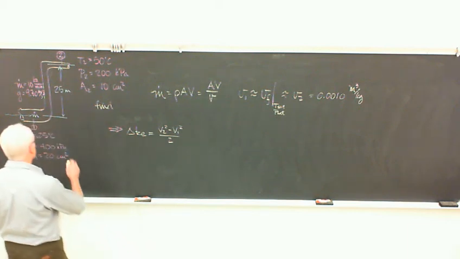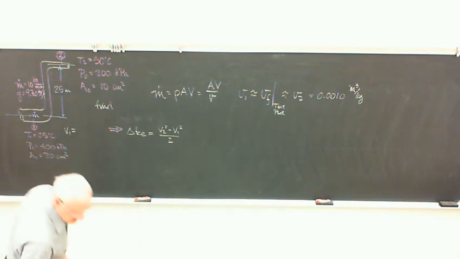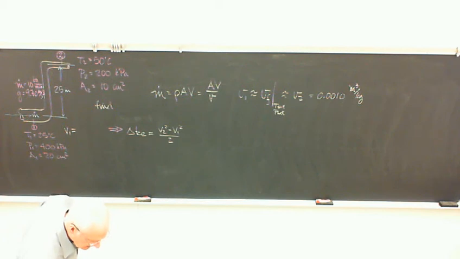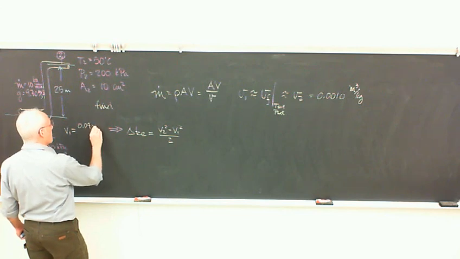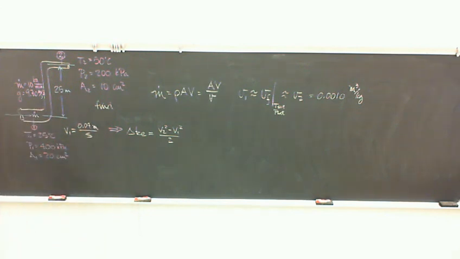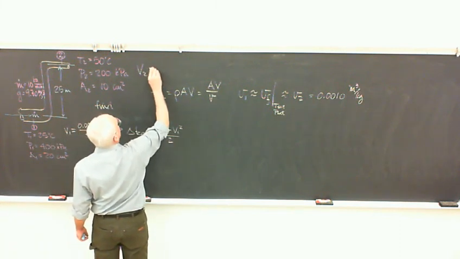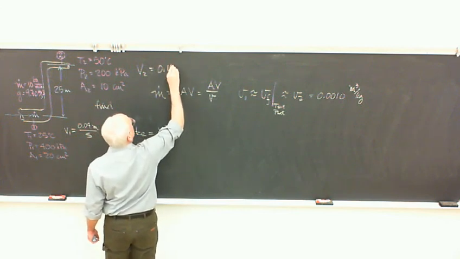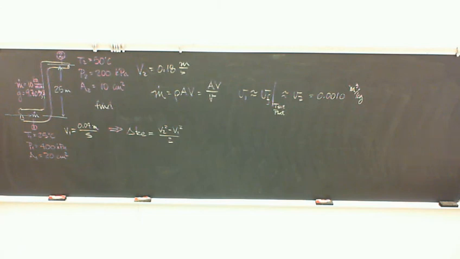So, for water, V1 comes out to be something. What do you have, Alan? 0.09 meters per second, depending on just what number you use for v. And for V2? 0.18, something like that. Okay, there, everybody's got the answer now. Should get out of class question.